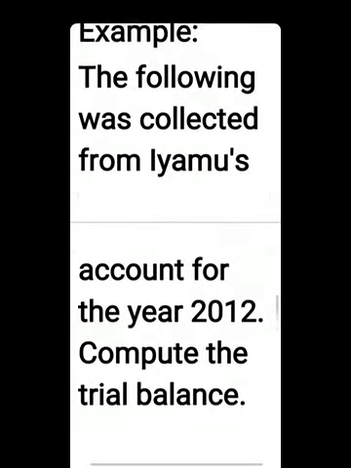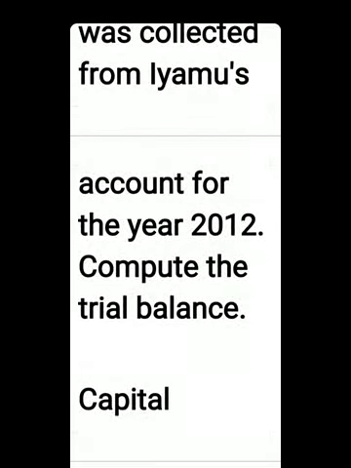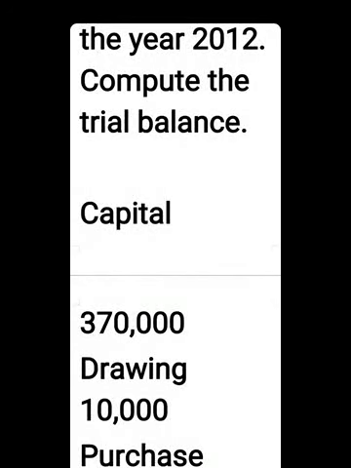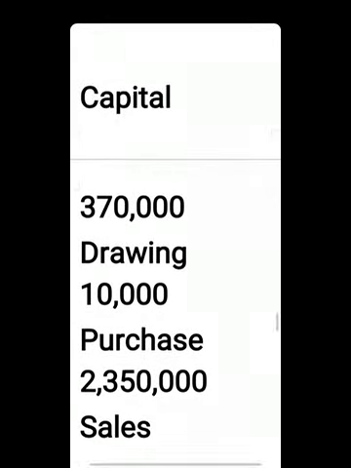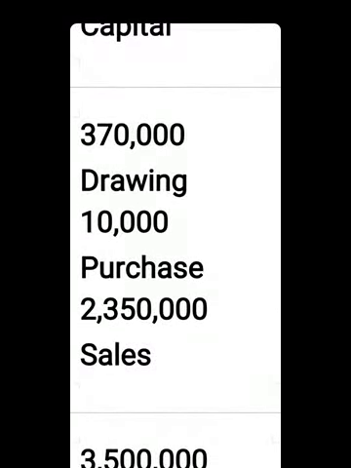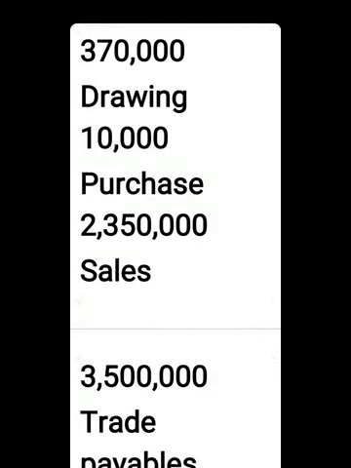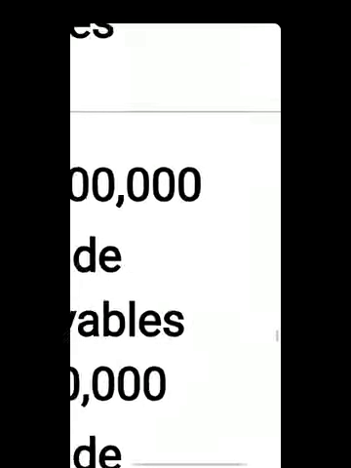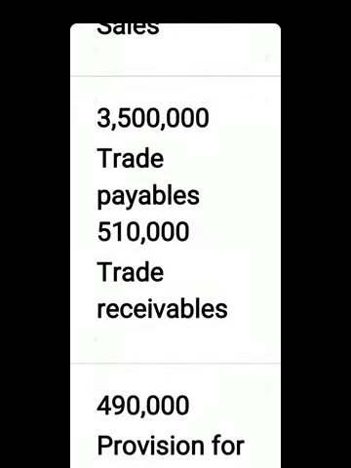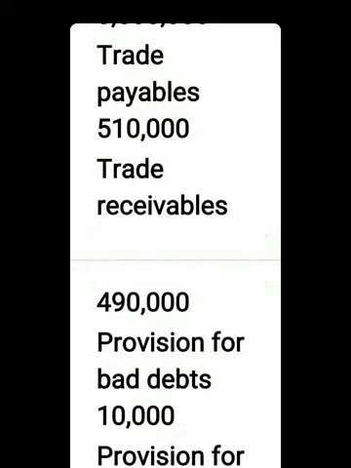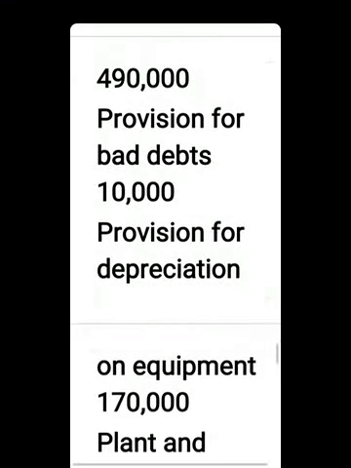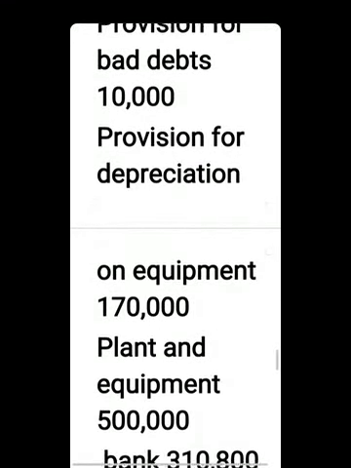The following was collected from Iyan's accounts for the year 2012. Let's compute the trial balance. Let's see what was collected. Capital 370,000 naira. Drawings 10,000 naira. Purchases 2,350,000 naira. Sales 3,500,000 naira. Trade payables 510,000 naira. Trade receivables 490,000 naira. Provision for bad debts 10,000 naira. Provision for depreciation on equipment 170,000 naira.